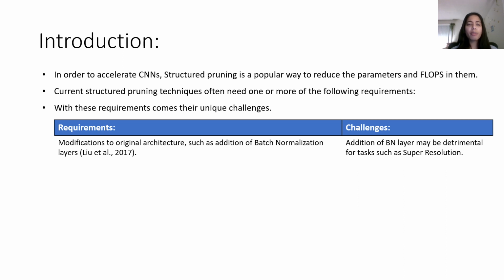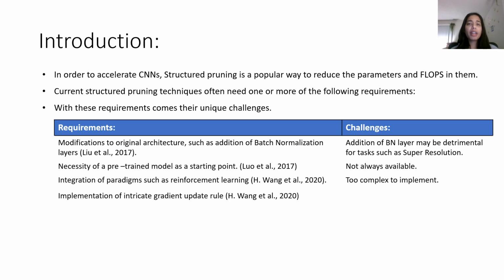Some of them require modifications to the original architecture, such as addition of batch normalization layers. Often, the addition of such layers can be detrimental to downstream tasks such as super resolution. Sometimes they require a pre-trained model as a starting point, which is not always available. Some of them require integrations of paradigms such as reinforcement learning or implementation of intricate gradient update rules, which can be too complex to implement.